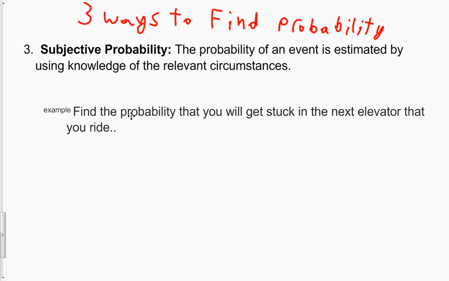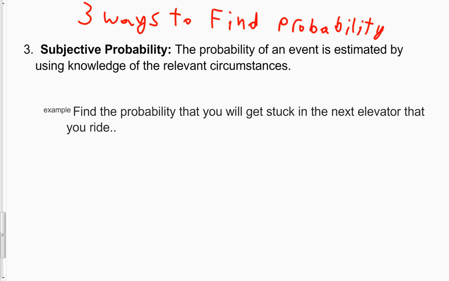In this example, we're asked to find the probability that you will get stuck in the next elevator that you ride. Now, in the absence of historical data on elevator failures, we can't use the relative frequency approach because we don't have historical or past data about elevator failures. And even though there are two outcomes, you either get stuck in the elevator or you don't get stuck in the elevator, those two outcomes from past experience are not equally likely.